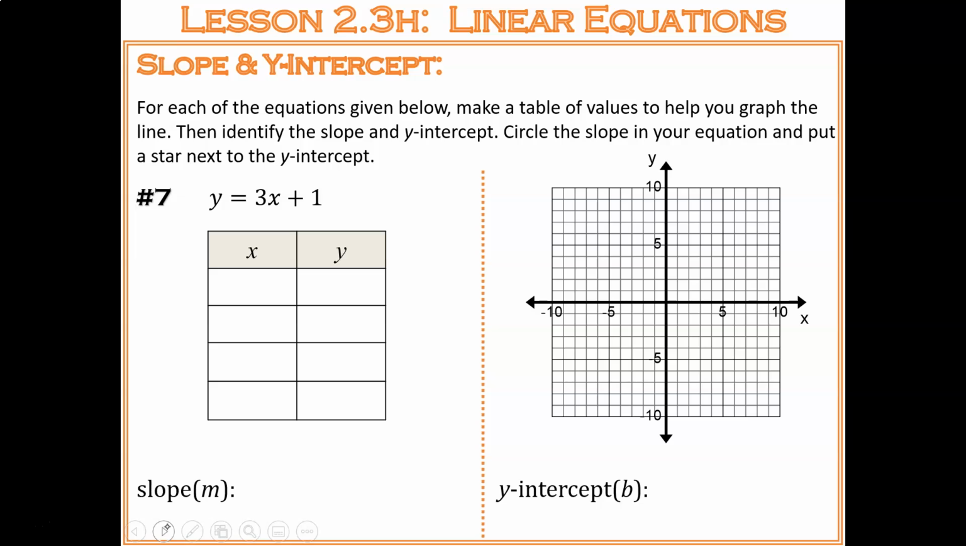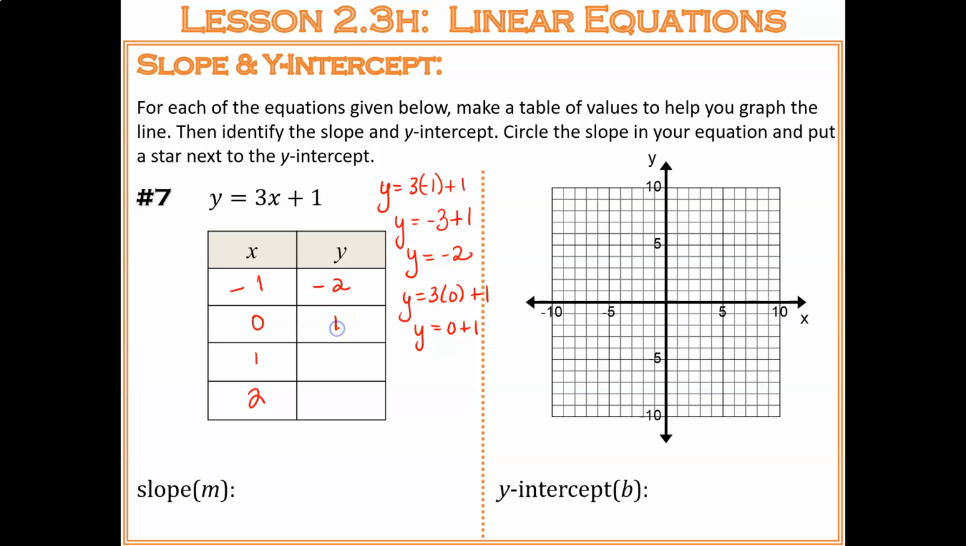Number 7, we have y equals 3x plus 1. We're going to pick those same x values. Oops, there is no such thing as -0. So -1, 0, 1, 2. So I'm going to plug in that -1 instead of the x. So I have y equals -3 plus 1. So y equals -2. Next, I'm going to plug in that 0 instead of the x. So now I have 1. Now I'm going to plug in 1.